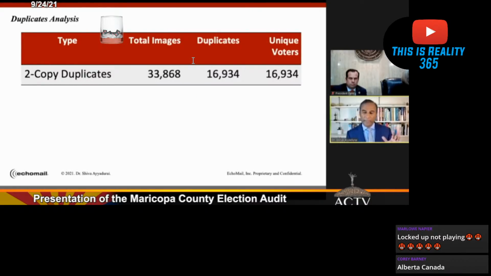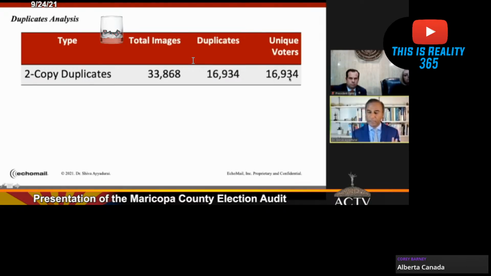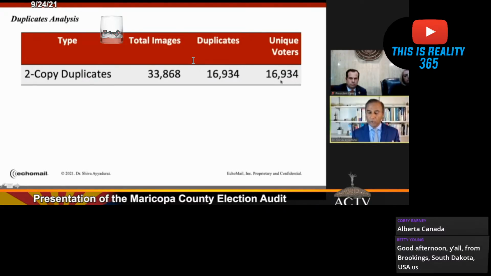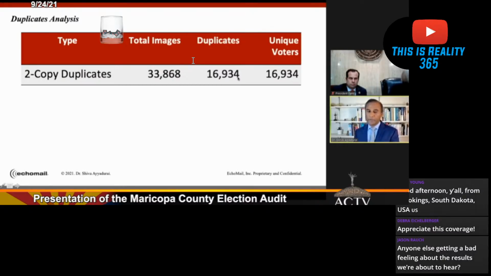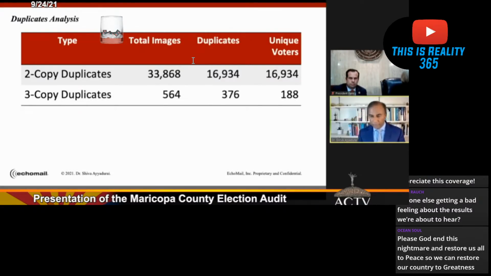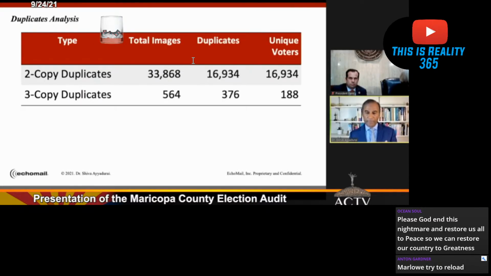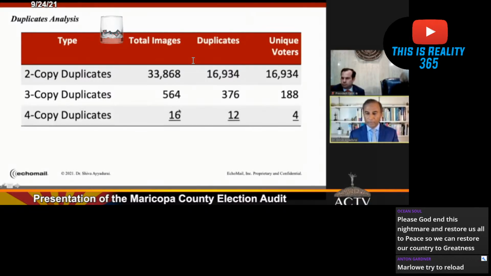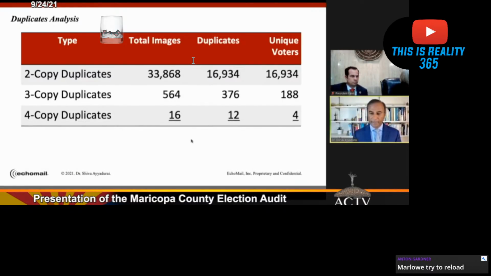We found 16,934 voters who had submitted 16,934 two-copy duplicates, which means each of those voters submitted two ballots, okay, two early voting ballot return envelopes. Interesting enough, we also found another 188 voters, unique voters, who had submitted 376 duplicates. So the total image count was 564 once you removed the duplicates, right? Because you want to take one of them. And then finally, we found also 4 individuals who submitted 12 duplicates, total images being 16.